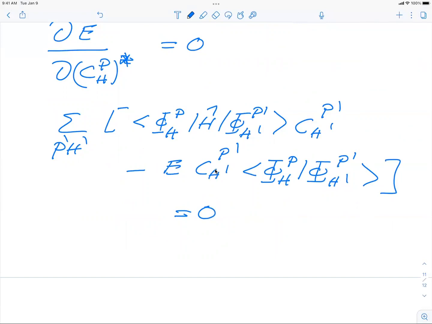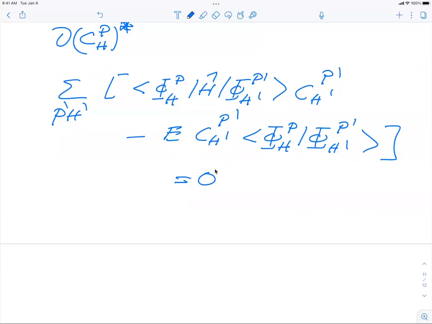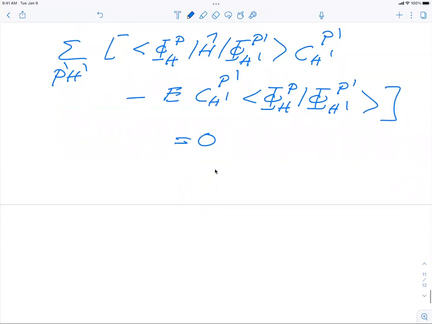So if you now look at what we have here, we should be a little bit careful, because if we assume that the basis of the phi's is not normalized, not an orthogonal basis, then we would actually have to calculate and set up this matrix. If we assume that we have an orthogonal basis, this just reduces to a Kronecker delta, and then we just have E times C_H'P' of HP.